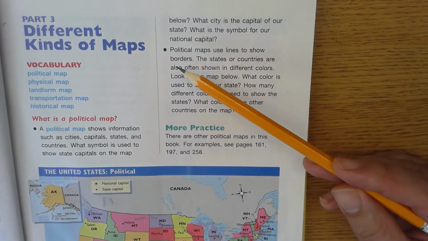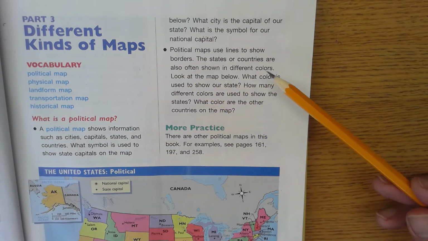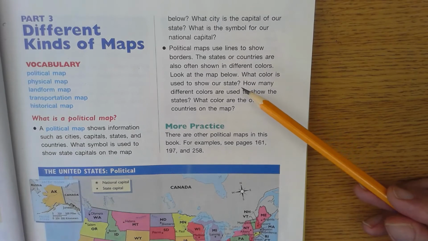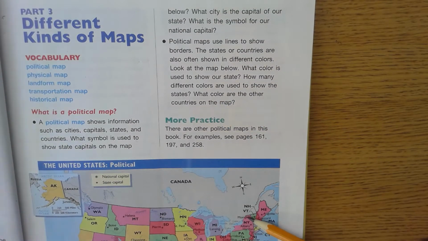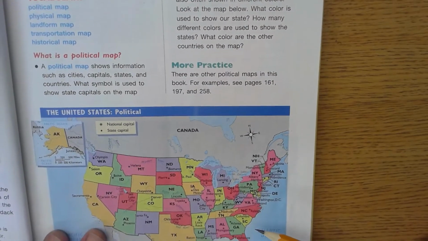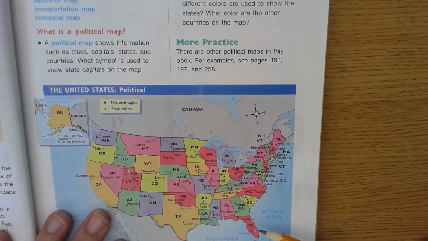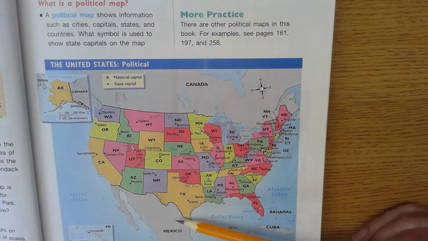Political maps use lines to show borders. The states or countries are also often shown in different colors. Look at the map below. What color is used to show our state? How many different colors are used to show the states? And what color are the other countries of the map? The country of Canada and the country of Mexico.